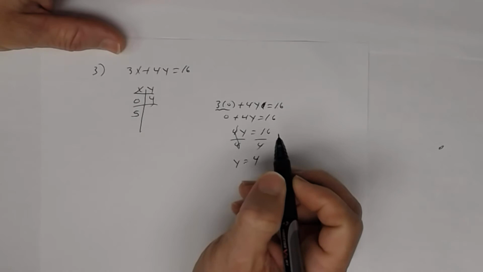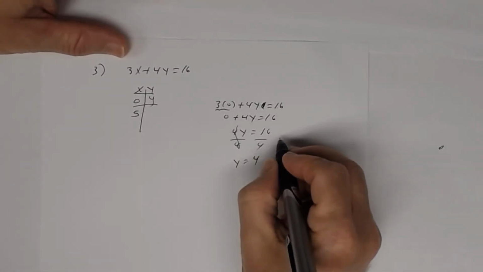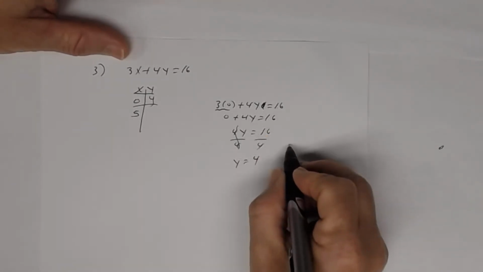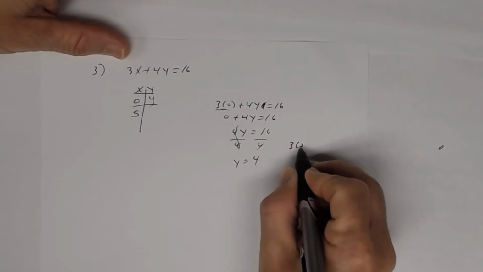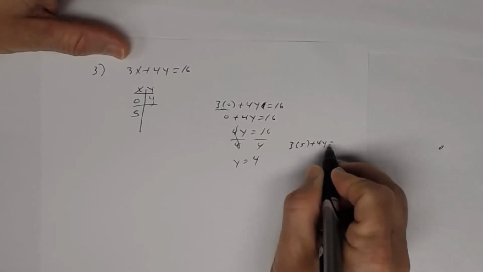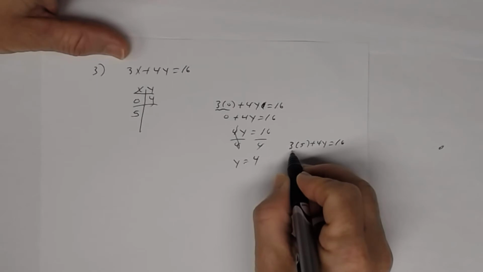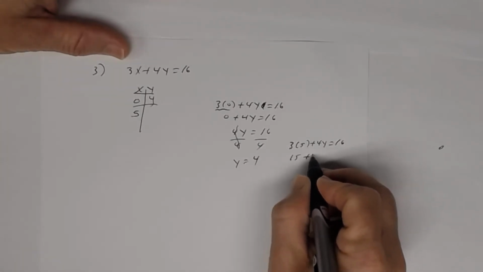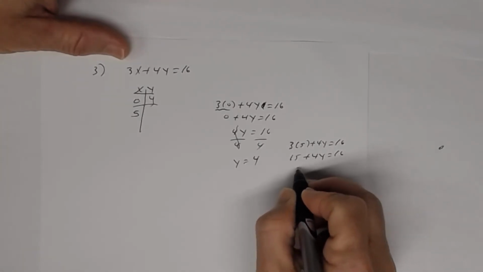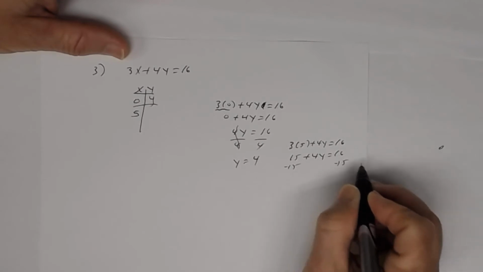If x is 5, let's see what happens. I get 3 times 5 plus 4y equals 16. 3 times 5 is 15. 15 plus 4y equals 16. Subtract 15 from both sides.